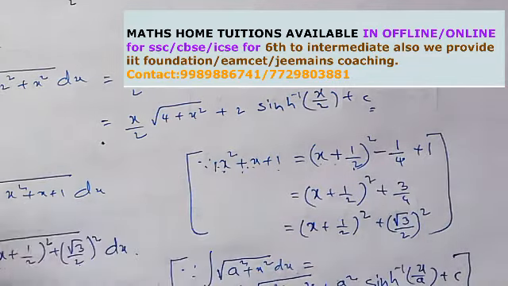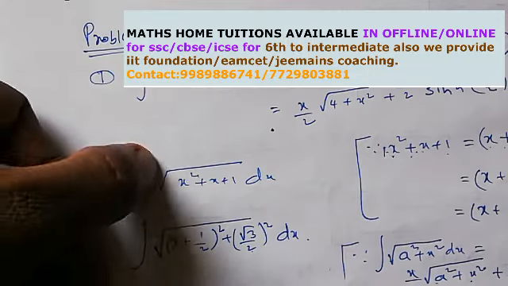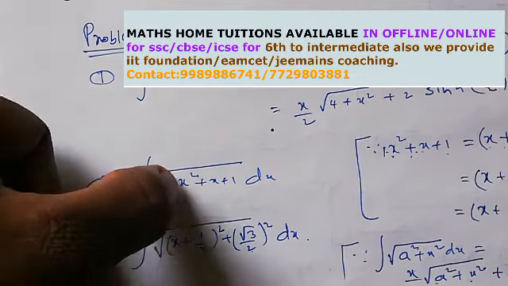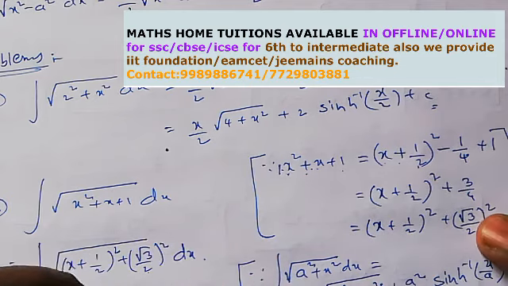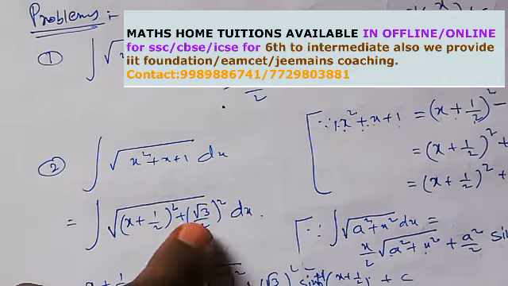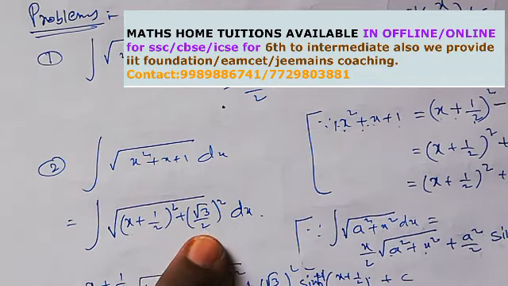Now write this result in the square root. Here I am applying the integration of root x square plus x plus 1, which is nothing but (x plus 1 by 2) whole square plus (root 3 by 2) whole square. I am writing this result here now: (x plus 1 by 2) whole square plus (root 3 by 2) whole square.